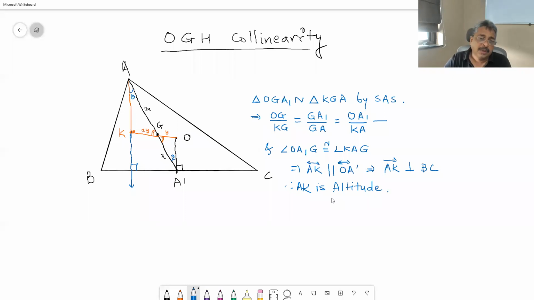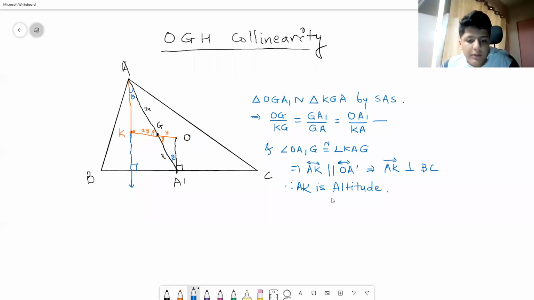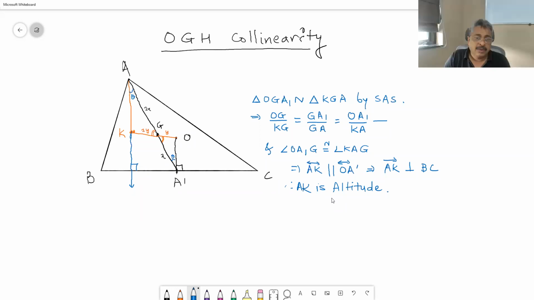Now, we can also take the other angle as 90 minus theta, and 90 minus theta plus theta is equal to 90. There are infinitely many ways of getting this angle 90 degrees. I am just showing you one of the ways. It is very, very easy. Because these are alternate angles, these two lines are parallel, therefore they are perpendicular to the same line.